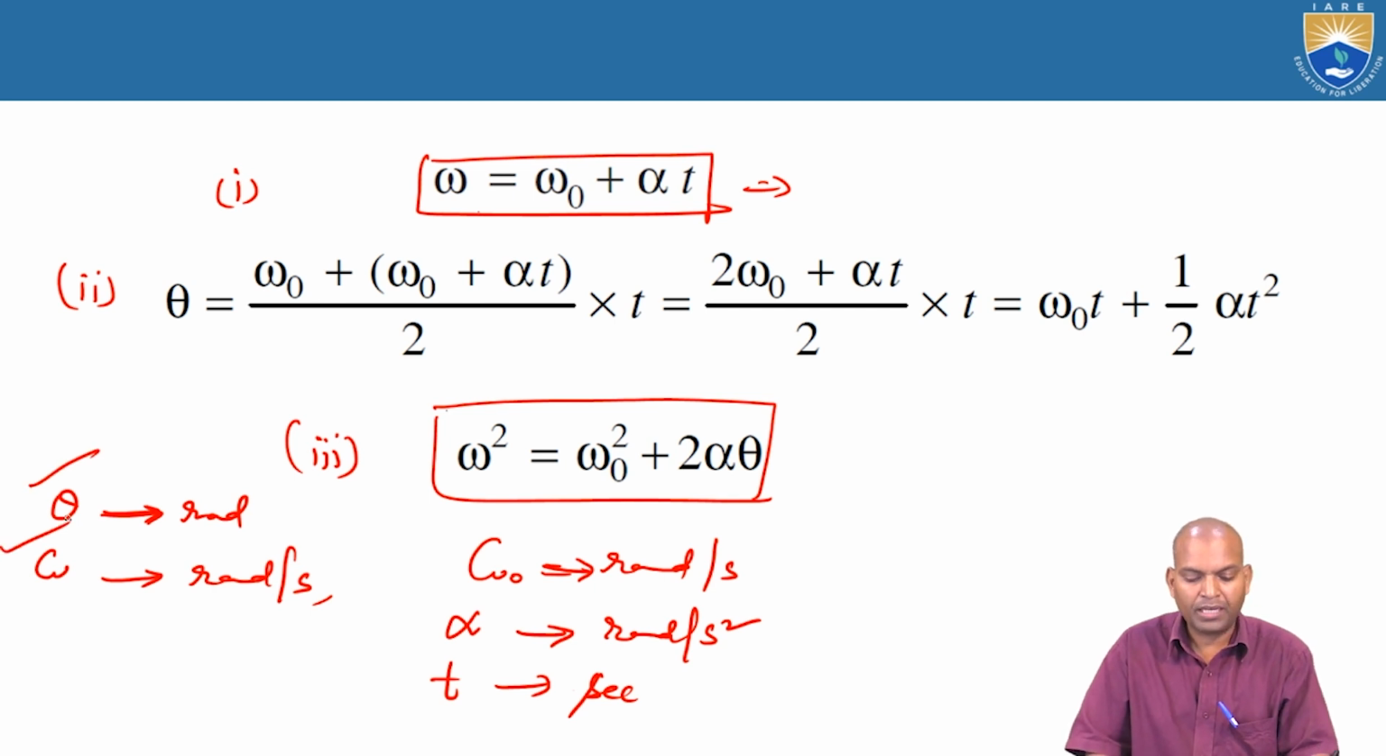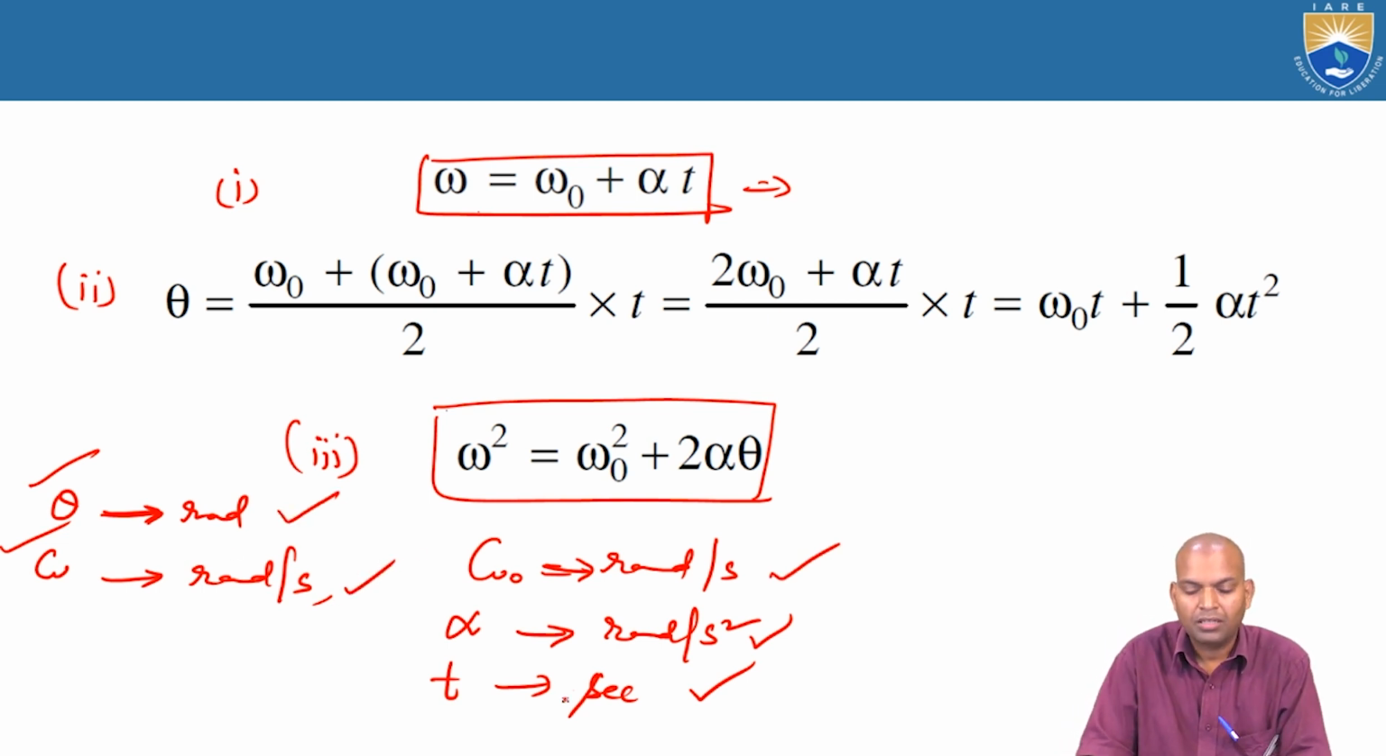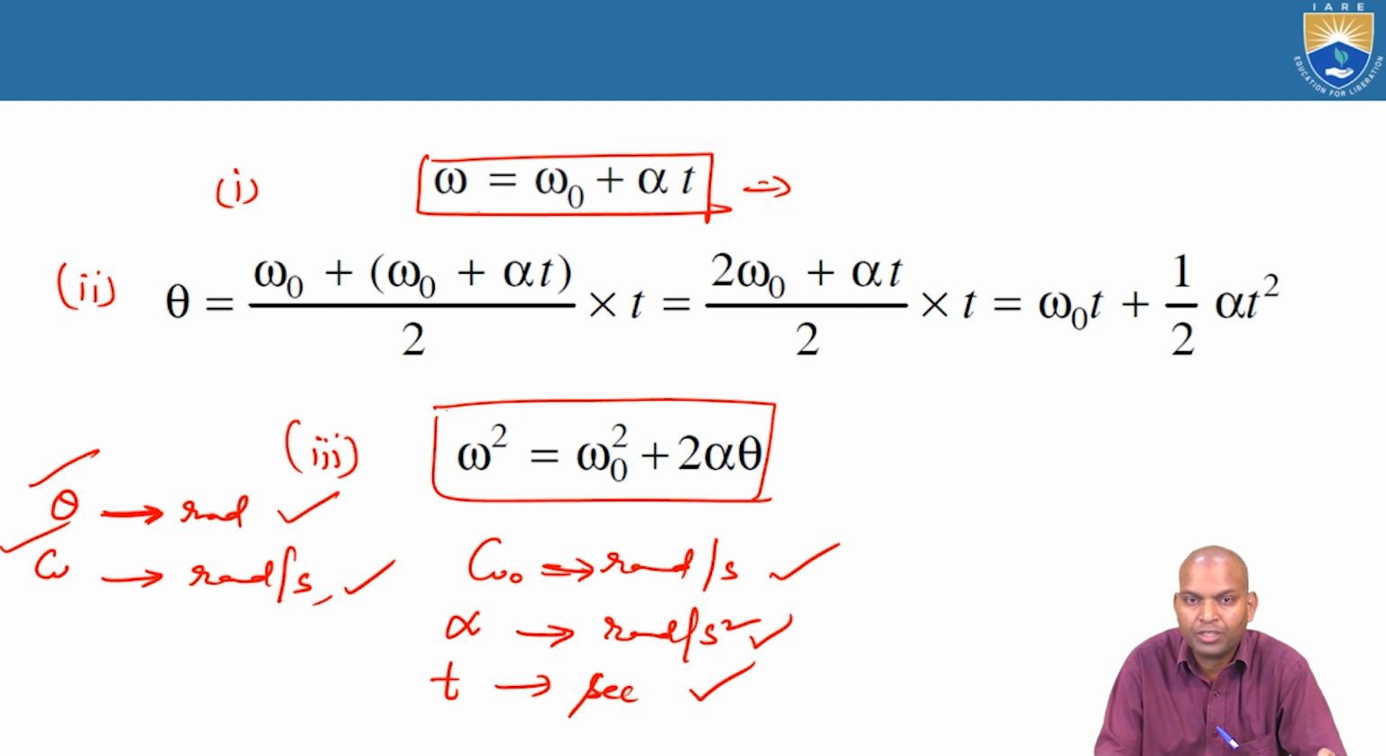So theta, omega naught, alpha and t, these are the different quantities. The equations are omega equal to omega naught plus alpha times t, theta equal to omega naught t plus half alpha t square, and omega square equal to omega naught square plus 2 times alpha times theta. By using these equations of motion when the body is under rotation, we are going to solve the problems. Let us begin.